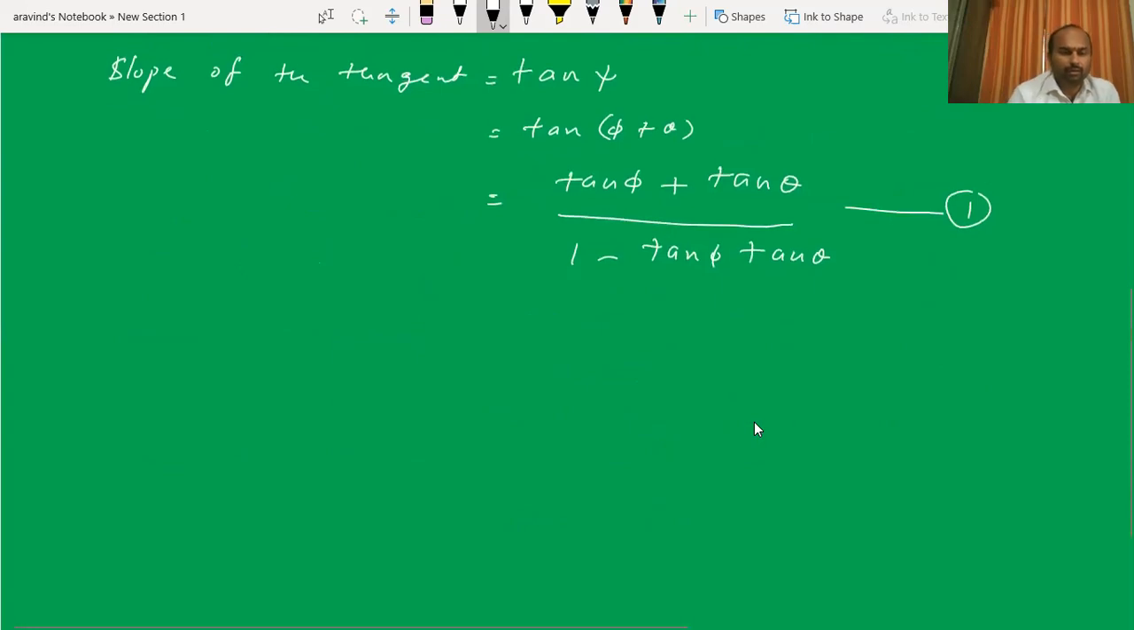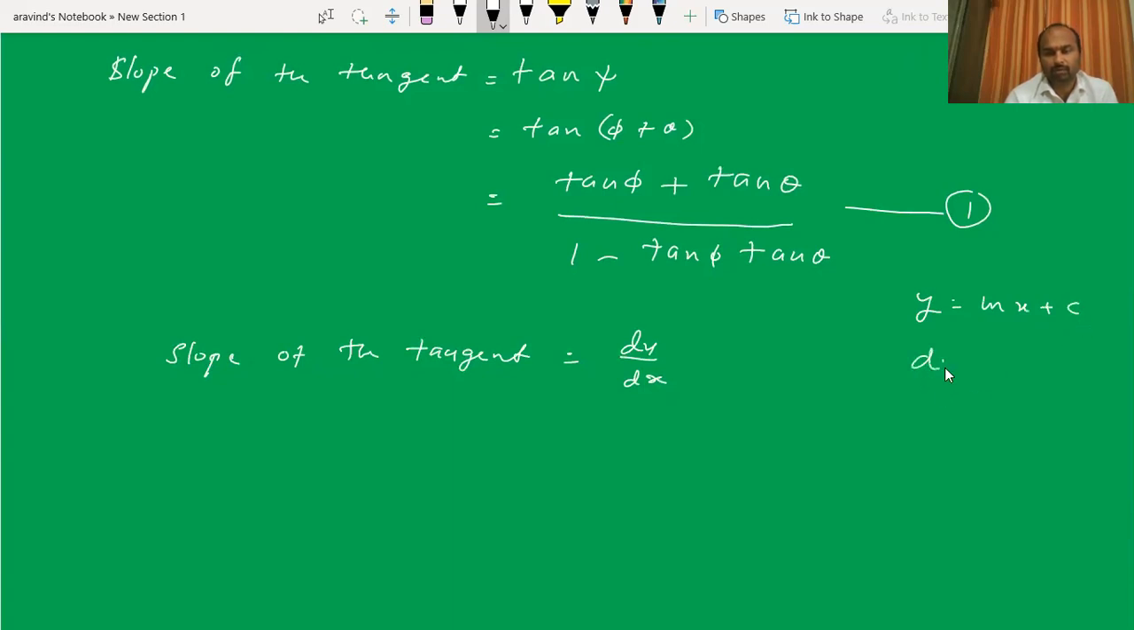So again, the slope of the tangent can also be written as dy by dx. Because the tangent is a straight line, y is equal to mx plus c. So dy by dx will be m. What is m? m is nothing but the slope. So we can write it like this: dy by d theta divided by dx by d theta.